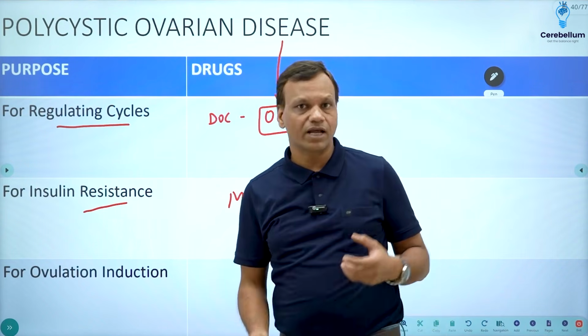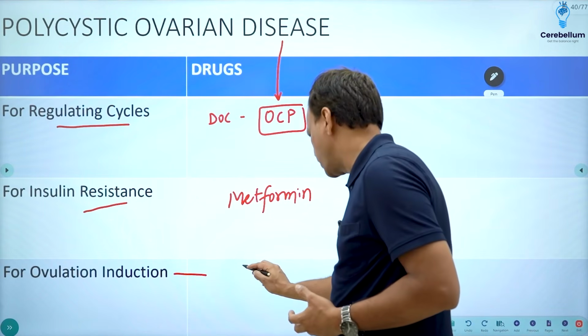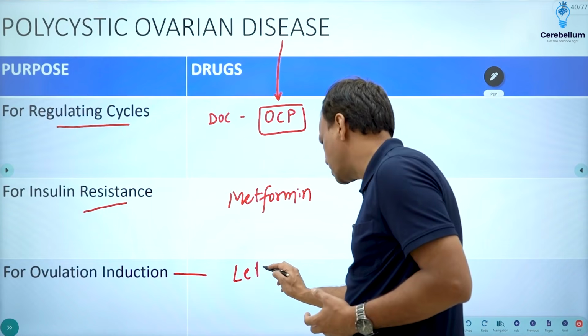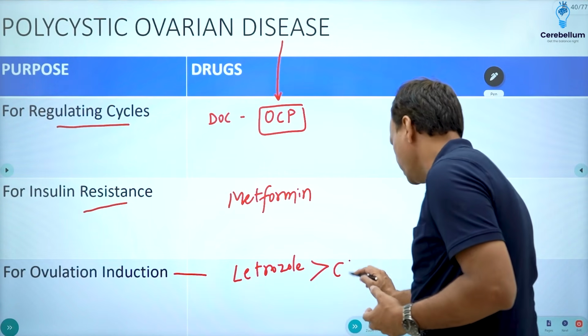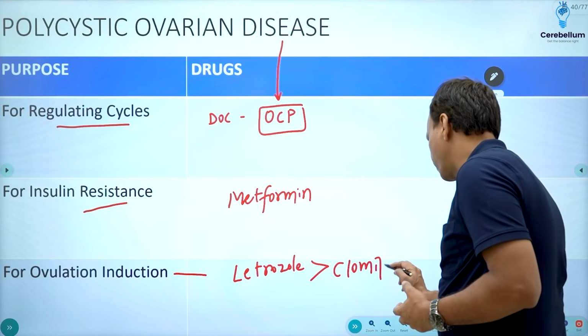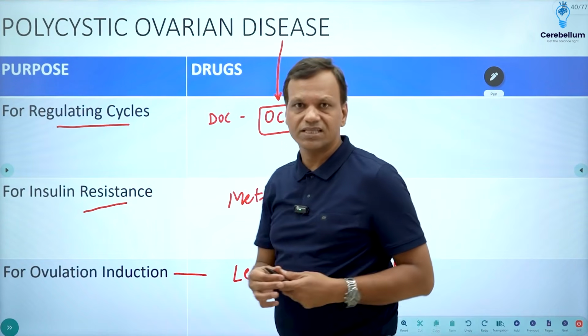Now, if this female requires pregnancy, we want to induce ovulation, and the drug of choice for inducing ovulation is the aromatase inhibitor called Letrozole. Previously we were using clomiphene. Now we are using Letrozole for inducing ovulation. Okay, so these are important points regarding PCOD.